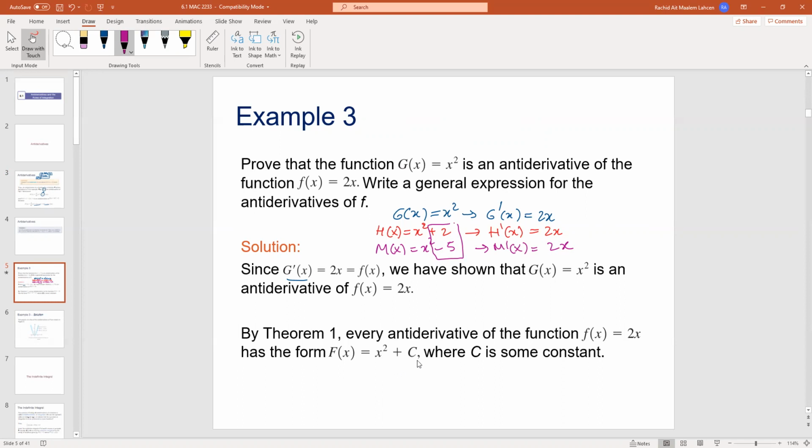So this is a family of functions that have derivative 2x. So this is very important to keep in mind. When you're looking for the antiderivative and it's general, you will need to add c because you're not sure which one you will pick, or you're just going to say in general this is what it is.